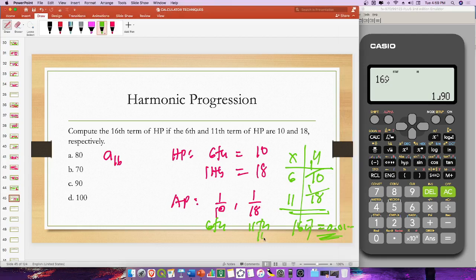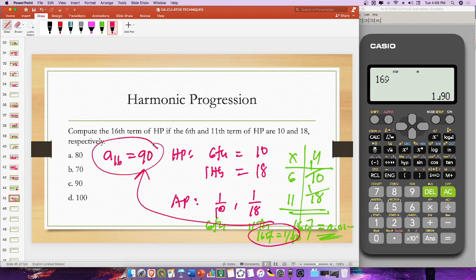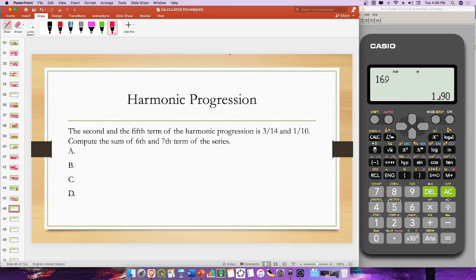So 16 y hat is 1 over 90. I'll just write it here. 16 y hat is 1 over 90. So 1 over 90 is still in arithmetic progression. So for harmonic progression, we are going to take the reciprocal of that one. The value will be 90. That is the 16th term of your HP. Alright. Now we will go to the next problem.